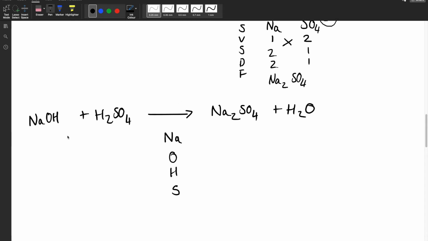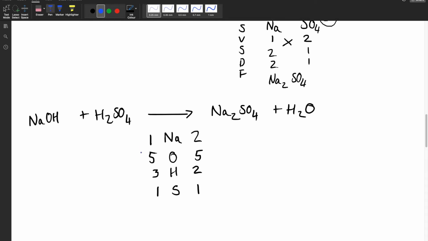So how many sodiums do we have on this side? We've got 1. How many do we have on this side? We have 2. How many oxygens do we have on this side? 1, 2, 3, 4, 5 on this side. And we have 1, 2, 3, 4, 5 on that side as well, which is good. We have 1, 2, 3 hydrogens on that side, and we only have 2 on this side. We have 1 sulfur on this side and 1 sulfur on that side.